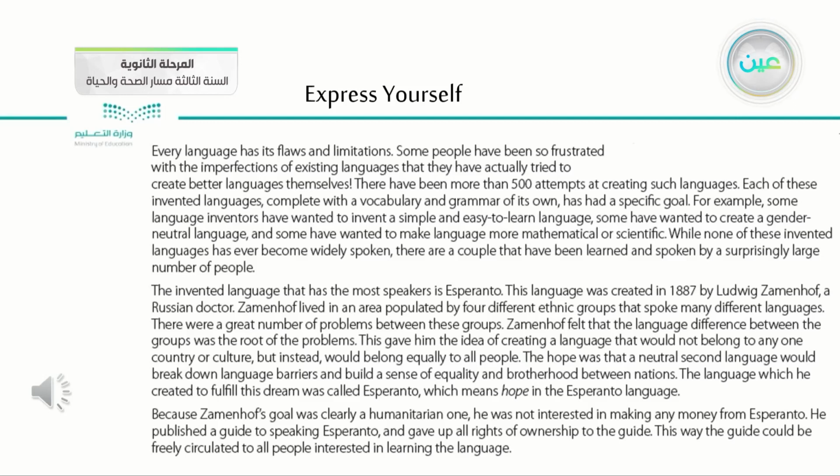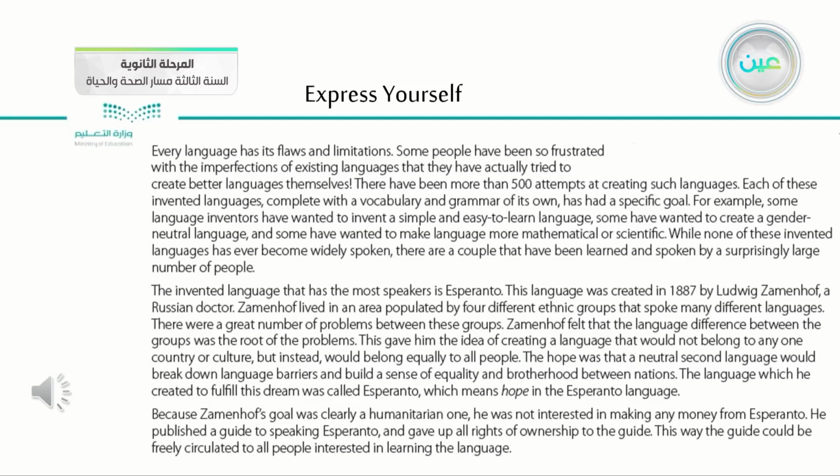The invented language that has the most speakers is Esperanto. This language was created in 1887 by Ludwig Zamenhof, a Russian doctor. Zamenhof lived in an area populated by 4 different ethnic groups that spoke many different languages. There were a great number of problems between these groups. Zamenhof felt that the language difference between the groups was the root of the problems.